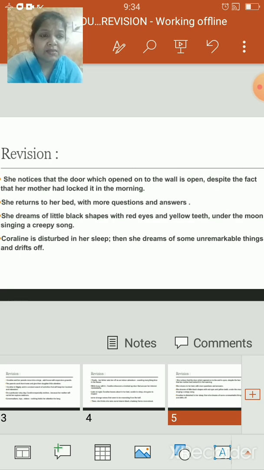Coraline is disturbed in her sleep. Then she dreams of some unremarkable things and drifts off. So she keeps thinking about the dream and then she drifts off. She goes to bed. So here the author, the writer, ended the story.